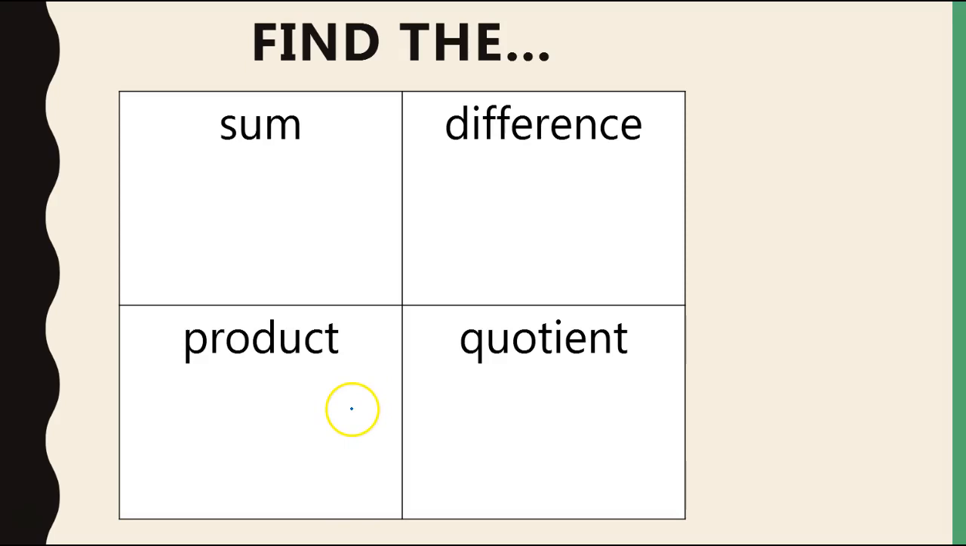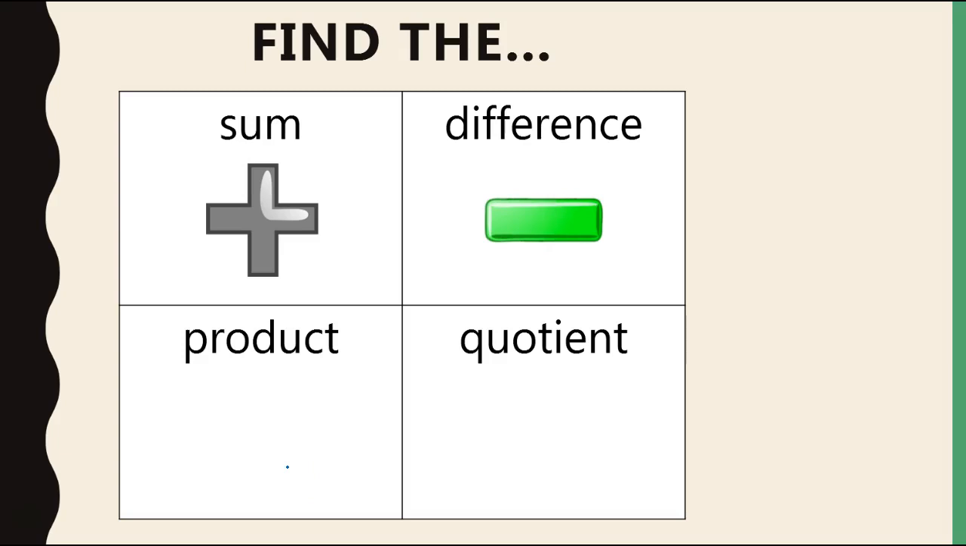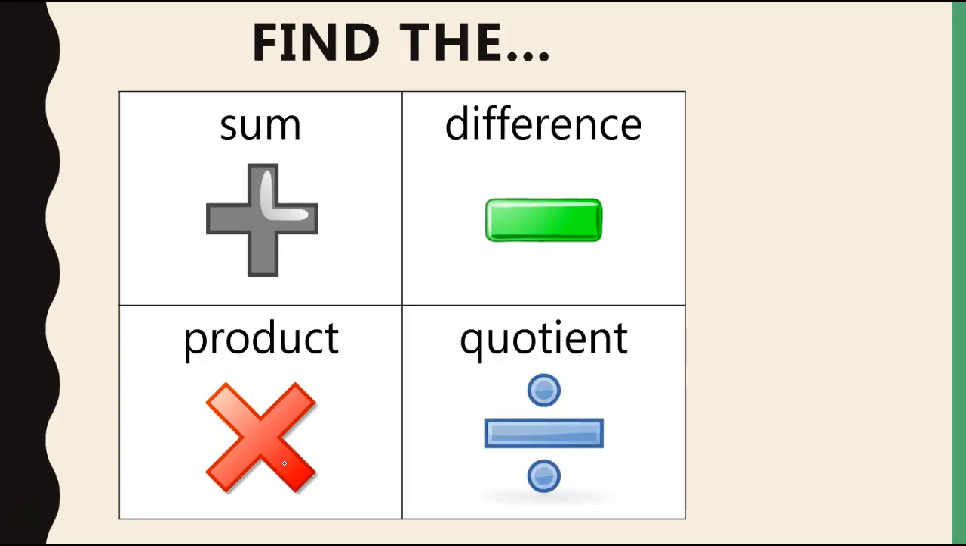So the tricky part on the SOL is sometimes they ask you to find the sum, but they're not going to show you the symbol. They want you to know that, oh, I need to add those numbers. Or sometimes they're going to say, find the difference. But what they want you to know is that means you're going to be subtracting. Sometimes they'll give you two numbers and ask you, find the product. And you need to remember that you're going to be multiplying. And if they ever ask you to find the quotient, that means you're going to be dividing.